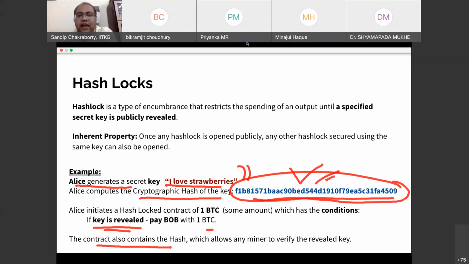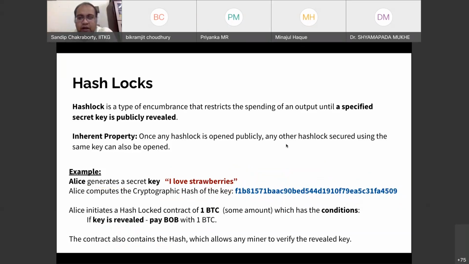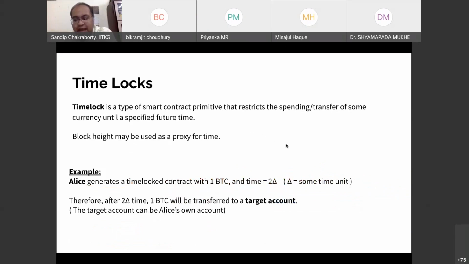Okay. Now let us see how we are going to use this kind of hash lock to execute the protocol. So apart from hash lock, we use another lock called time lock. So a time lock is a type of smart contract primitive that restricts the spending or transfer of some currency until a specified future time. Well, for example, you can use block height as a proxy for time. So you can say that if the contract doesn't get executed within the next 30 seconds, then this contract will become void.